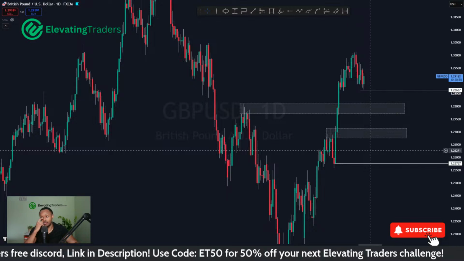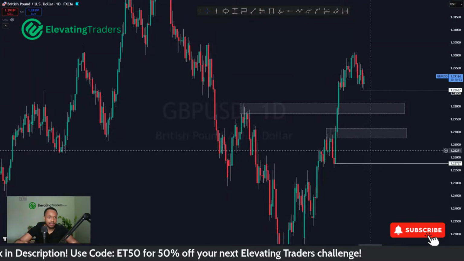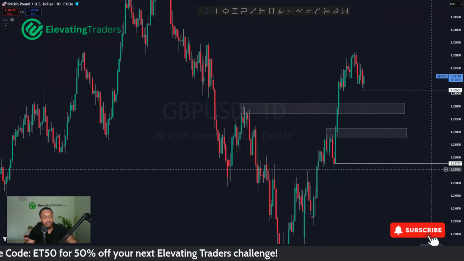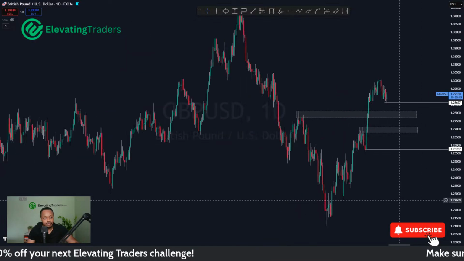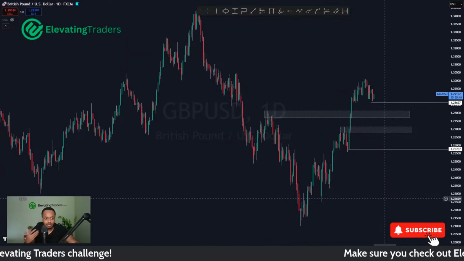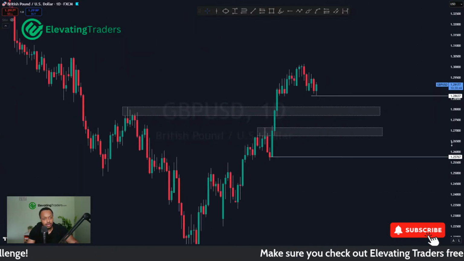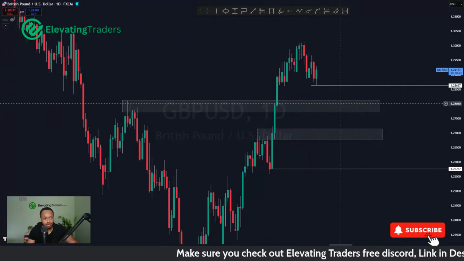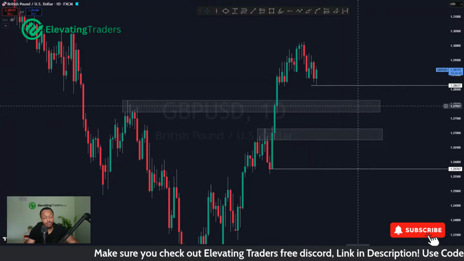Again, it's always very difficult to say a price will get here, we'll get there. We can analyze and give it our best guess, but a lot of trading is just reacting to what price is giving you. At the moment, we're quite corrective on the way down, so I think 1.28 could be a decent level of support.